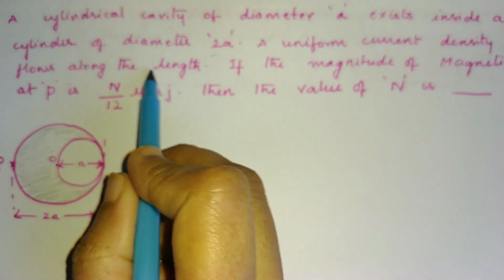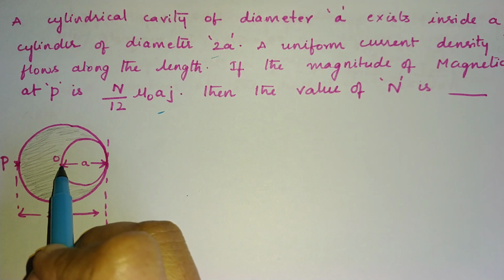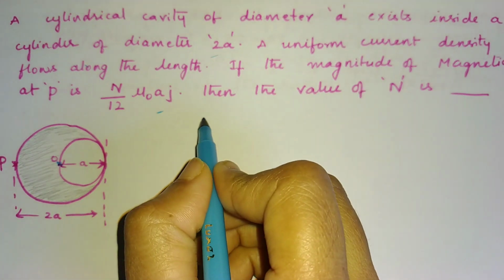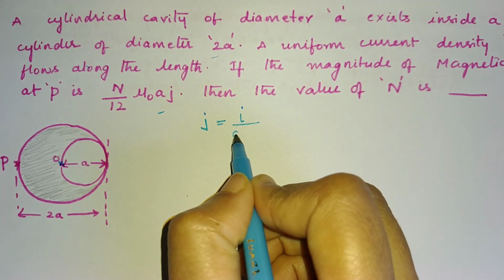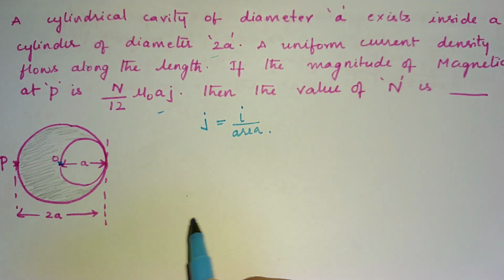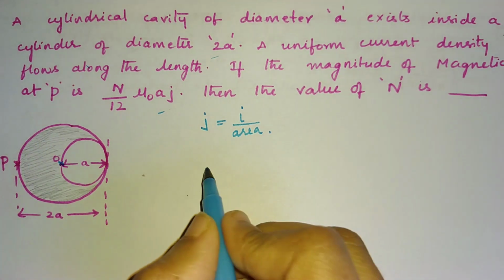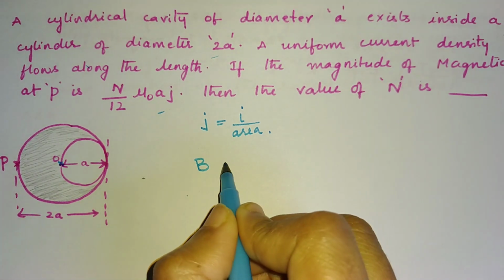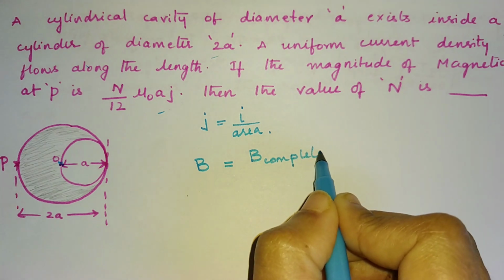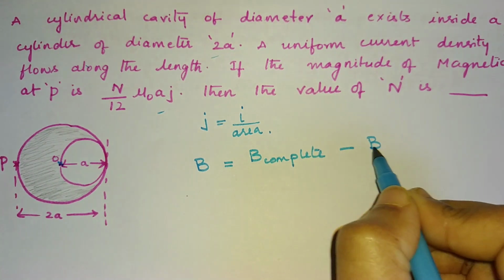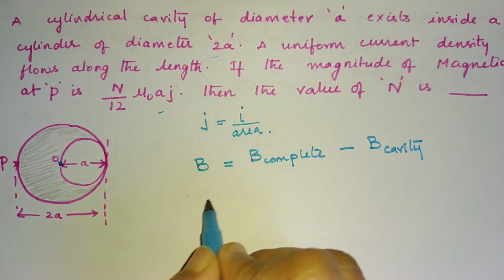If it is in this format, what is the value of n? To get the value, let us start with J first. What is J representing? We know J is current density. It is current per unit cross-sectional area. So let us first find the magnetic field. How do we find the magnetic field for the remaining part of the conductor? It is B due to the complete conductor minus the magnetic field due to the cavity. First let us find B for the complete conductor.